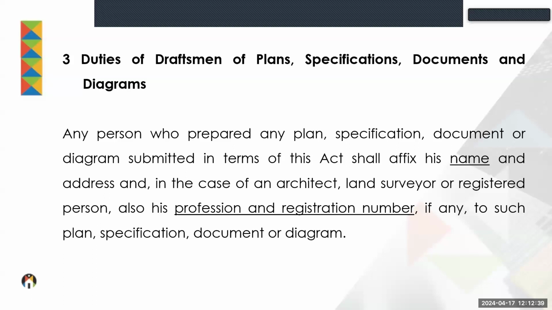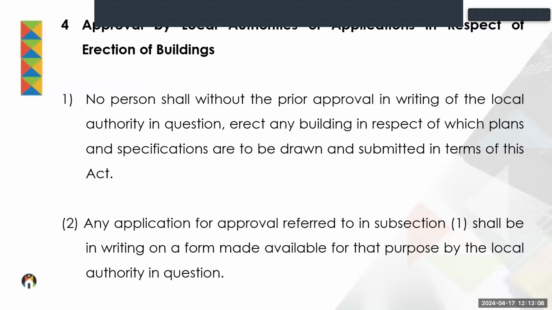So the person who takes responsibility for an architectural project, the plan submitted to the local authority, although the SACP Code of Conduct says that you can only supply the practice name, the National Building Regulations and Standards Act does require the registration number as well as the category of registration of that person to be on the building plan. Section 4 prohibits the erection of a building if there's not prior approval provided in writing by the local authority.